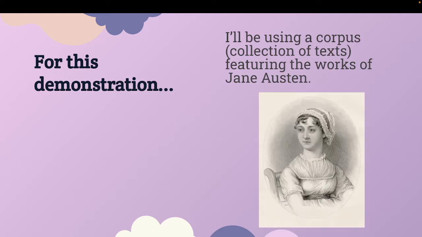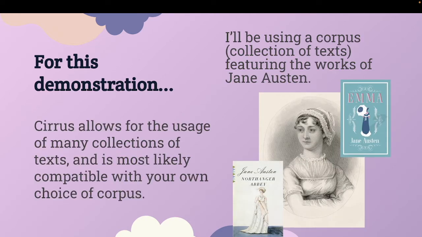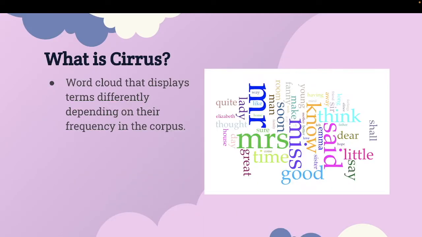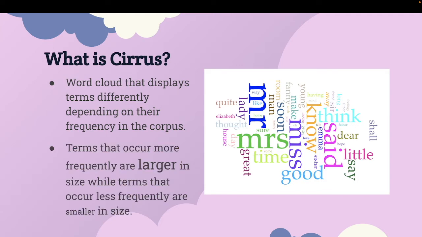For this demonstration, I'll be using a corpus featuring the works of Jane Austen. Cirrus allows for the usage of many collections of texts, and is most likely compatible with your own choice of corpus. What is Cirrus? Cirrus is a word cloud that displays terms differently depending on their frequency in the corpus. Terms that occur more frequently are larger in size, while terms that occur less frequently are smaller in size.